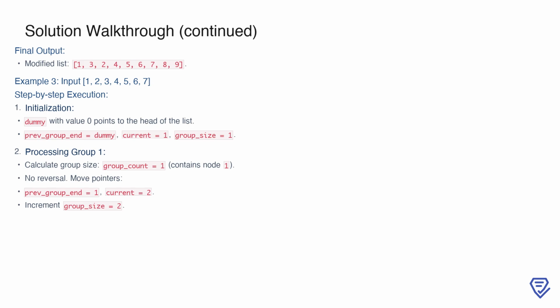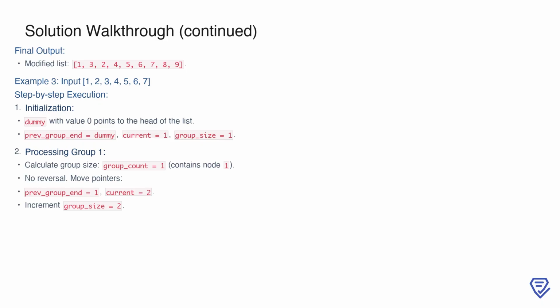Again, we begin by initializing the dummy node, setting prev_group_end to the dummy, current to the head, and group_size to 1. For the first group, which contains only node 1, no reversal occurs. We update prev_group_end to node 1 and move current to node 2, then increment the group size to 2. For the second group, including nodes 2 and 3, the group size is 2, so we reverse the group.